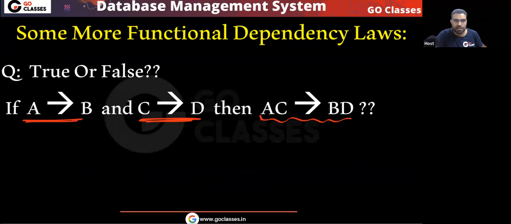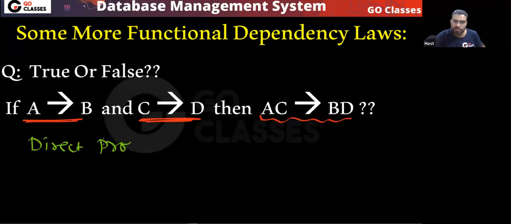Now tell me. You can see A determines B, C determines D. So here, can you prove that AC will determine BD? Yes. Again, you can apply the direct proof, or you can use the Armstrong laws. That is also fine. Anyway, let's apply the direct proof.